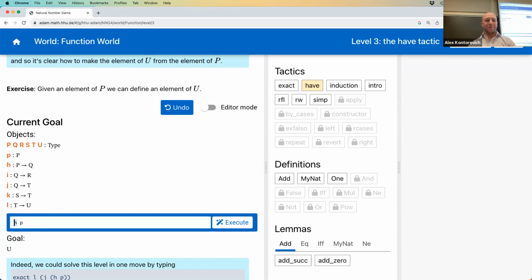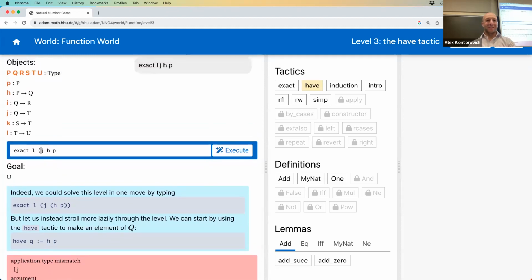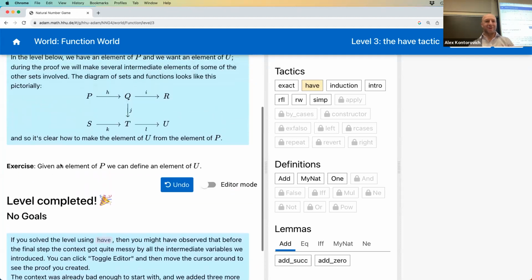H gives me something in Q. I is, no, J, yeah, J is going to give you that. So this thing is going to be of type T. Maybe. Yeah. Okay. It wants the parentheses. Okay. All right. Pretty easy.